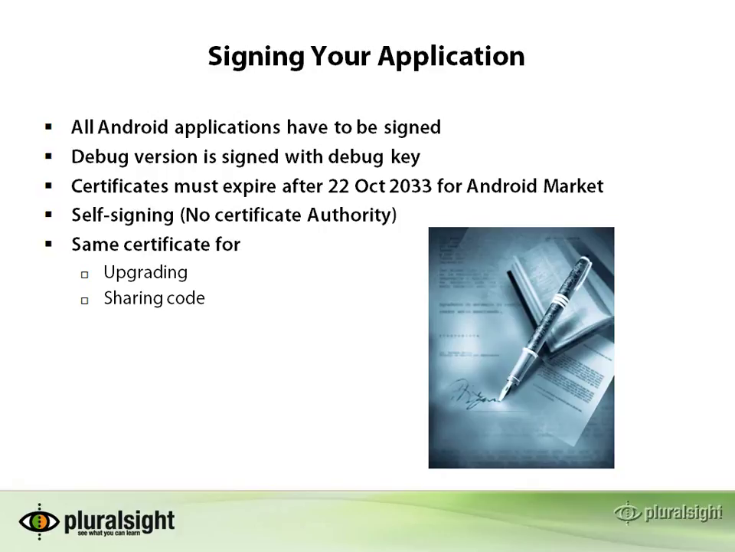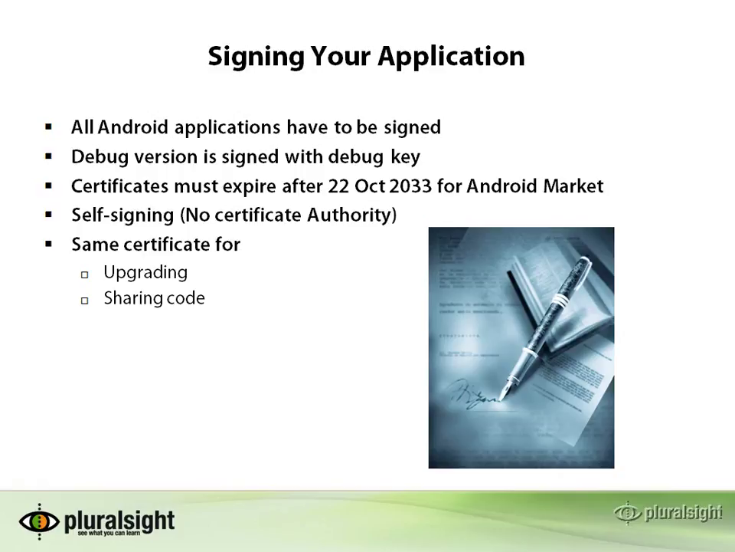Android uses self-signing. So this is one of the reasons why it's so much easier. We don't really need a certificate authority. We are our own certificate authority. So we'll be able to create a certificate and sign our application without going to some third party.